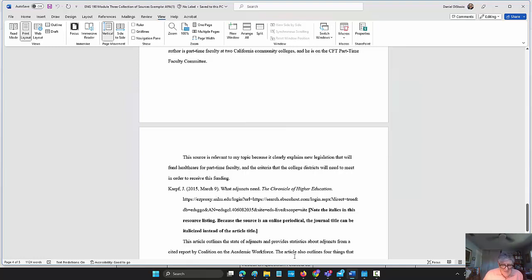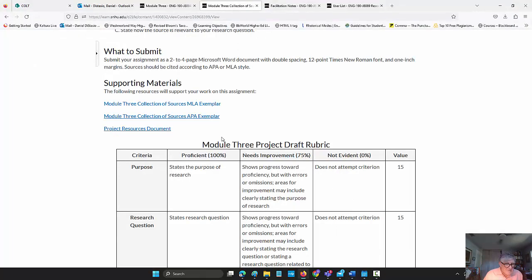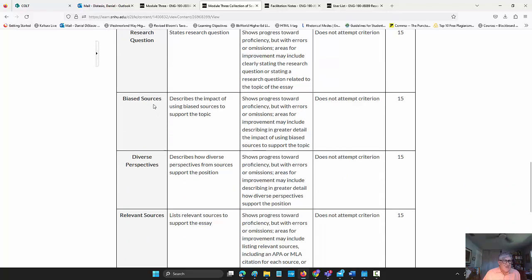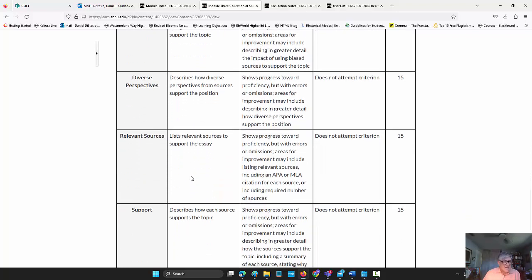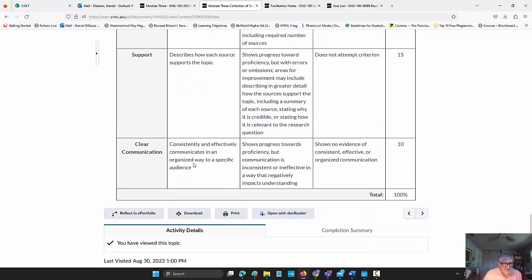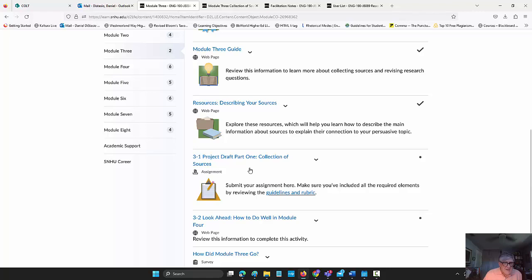So that is the main item for this week. Quick look at the rubric. Do you state the purpose? Did you revise the research question? Did you talk about the bias? What is the position of the author of the article that you're using? Did you talk about whether there's diverse perspectives, how it's relevant to your essay, and how it supports the topic? And that includes the credibility. So that is what we're going to do this week, and I hope that you find it helpful.